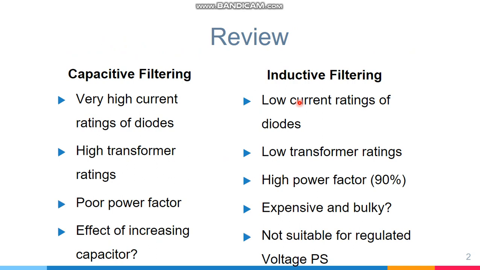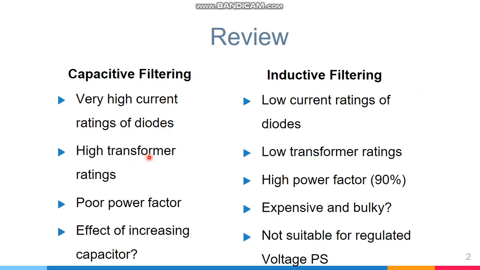But before starting LC filter, let us go through the previous lectures, which were capacitive filtering and inductive filtering. So we will discuss their merits and demerits first, and then we will move towards the design of this LC filter. In capacitive filtering, we saw that the rating of the diodes was very high. The peak values of the current were up to 78 ampere, and in case of inductive filtering, the ratings of the diode in terms of the current were very low.